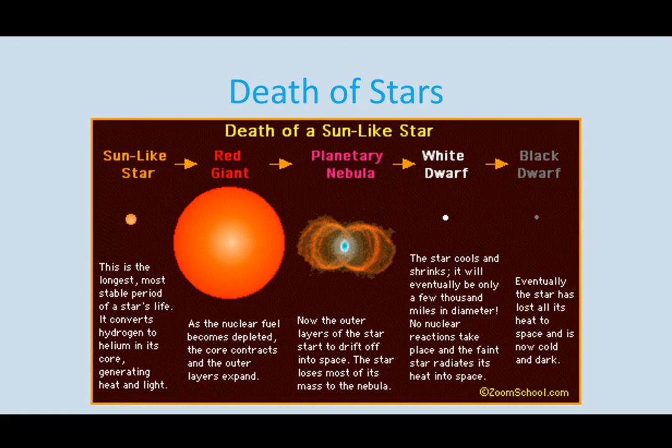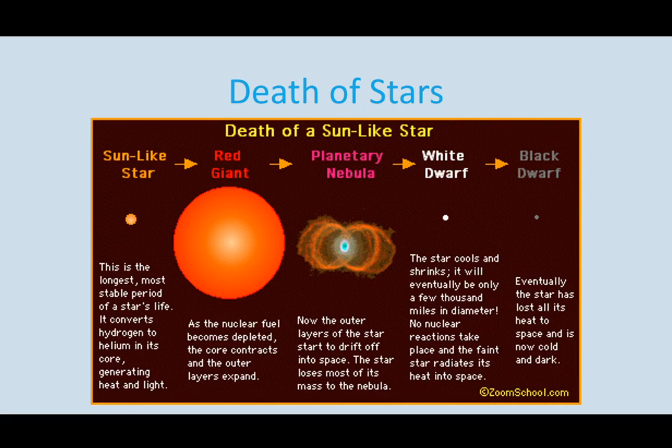Moving into death of stars, there are two pathways that it could take depending on the size of the star. If you have a star similar in size to, say, our sun, it goes through the following death. The sun-like star: this is the longest, most stable period of a star's life. It converts hydrogen to helium in its core, generating heat and light. So again, that's its life. It's producing heat, generating light. And then it becomes a red giant.